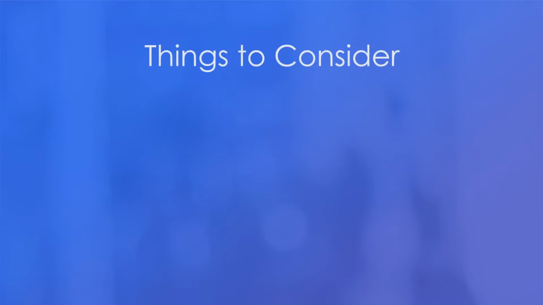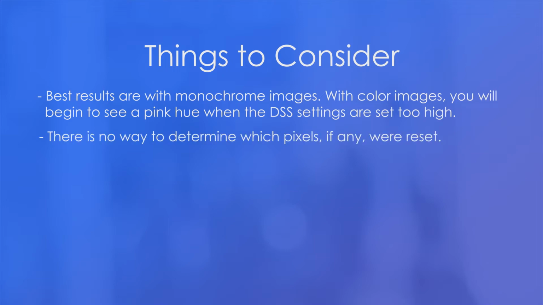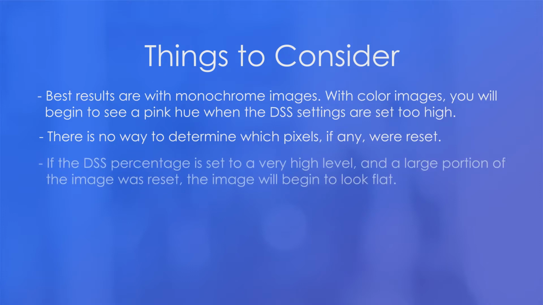Some things to consider. The best results come with monochrome images. With color images, you'll begin to see a pink hue when the dual slope shutter settings are set high. And there's no way to determine which pixels, if any, were reset. This is done on the hardware level. And if the dual slope percentage is set to a very high level and a large portion of the image was reset, the image can start to look a little flat.